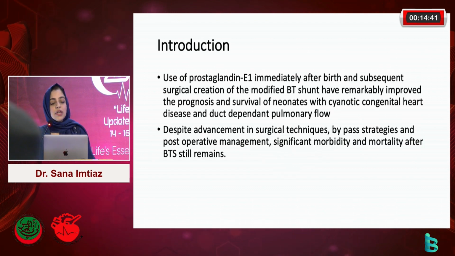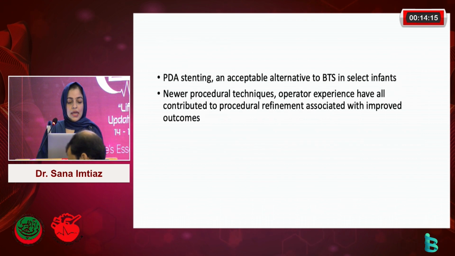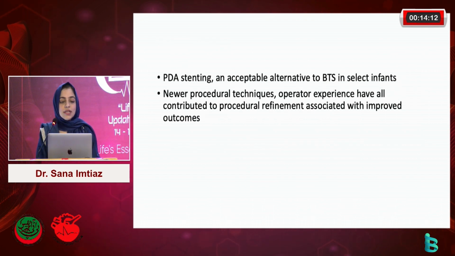Use of prostaglandin E1 immediately after birth and subsequent surgical creation of the modified BT shunt have remarkably improved the prognosis and survival of neonates with cyanotic congenital heart disease and duct-dependent pulmonary blood flow. Despite advancements in surgical techniques, bypass strategies, and post-operative management, significant morbidity and mortality after BT shunt still remain. So PDA stenting is an acceptable alternative to BT shunt in selected infants. Newer procedural techniques and operator experience have all contributed to procedural refinement associated with improved outcomes.